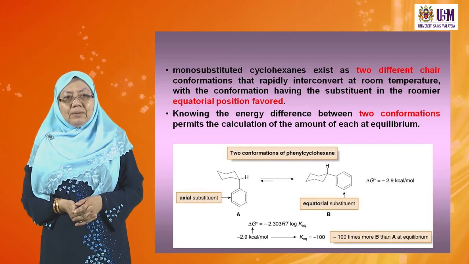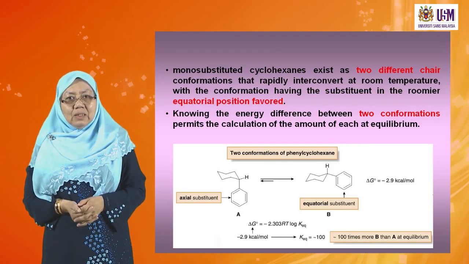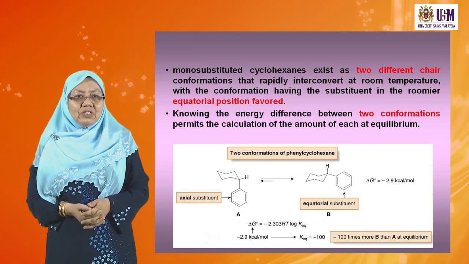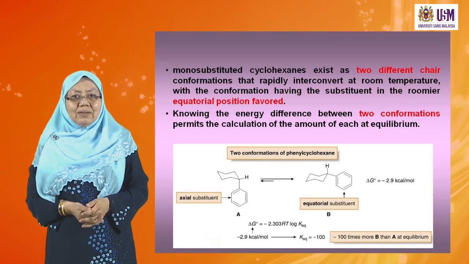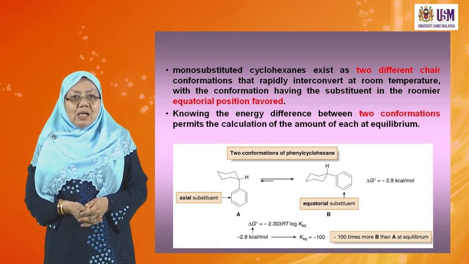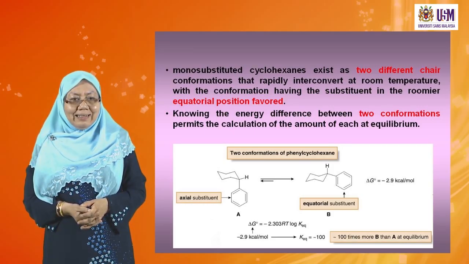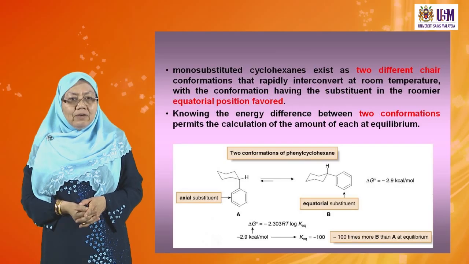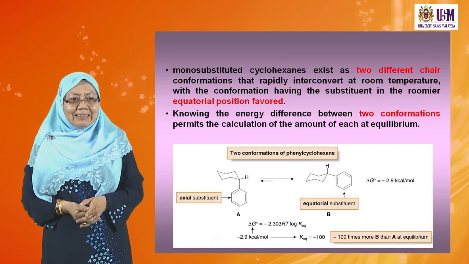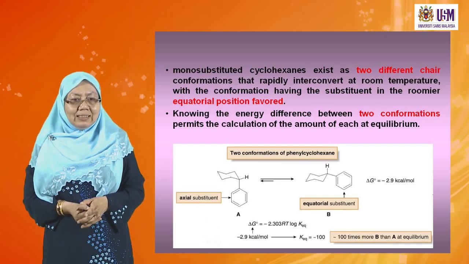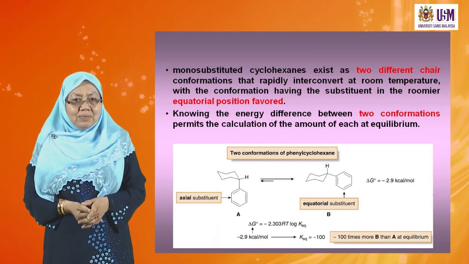An example of what we just saw can be seen in mono-substituted cyclohexanes, which exist as two different chair conformations that rapidly interconvert at room temperature, with the conformation having the substituent in the roomier equatorial position favored. Let us look at phenyl cyclohexane. In phenyl cyclohexane, in the A conformation, we can see the substituent is at the axial position. And when it flips, we see that the substituent, which is the phenyl, is now at the equatorial position.